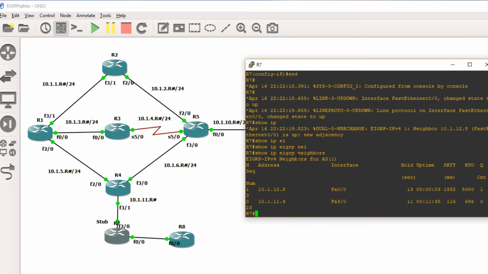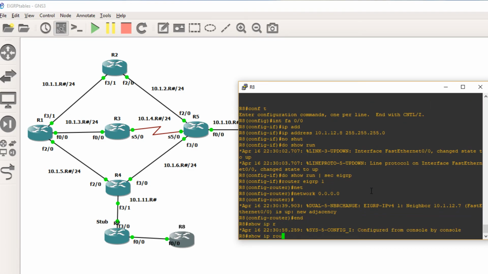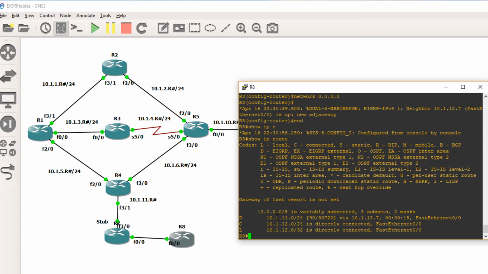The neighbor table right here, the simple one without the details, is pretty simple to see if your neighbors are up, to quickly verify that EIGRP is properly running on the interface and you've got a neighbor up. So now that it's up, we'll look at the routing table. We can verify that EIGRP has only advertised connected and summary routes, and 10.1.11.0 is a connected route, and that's why we're seeing it.